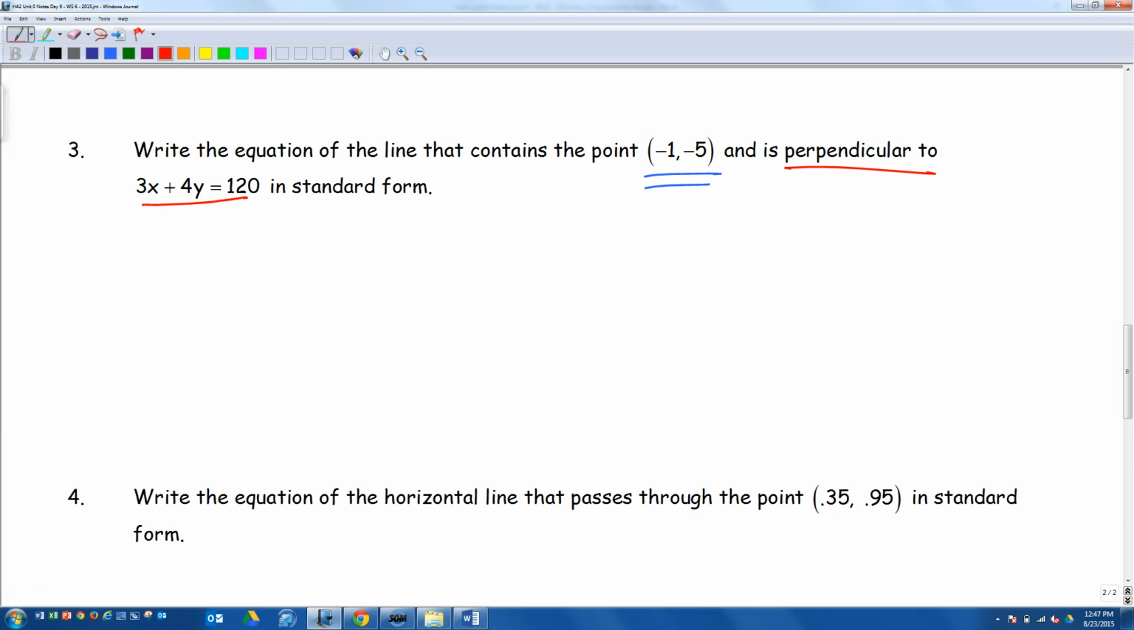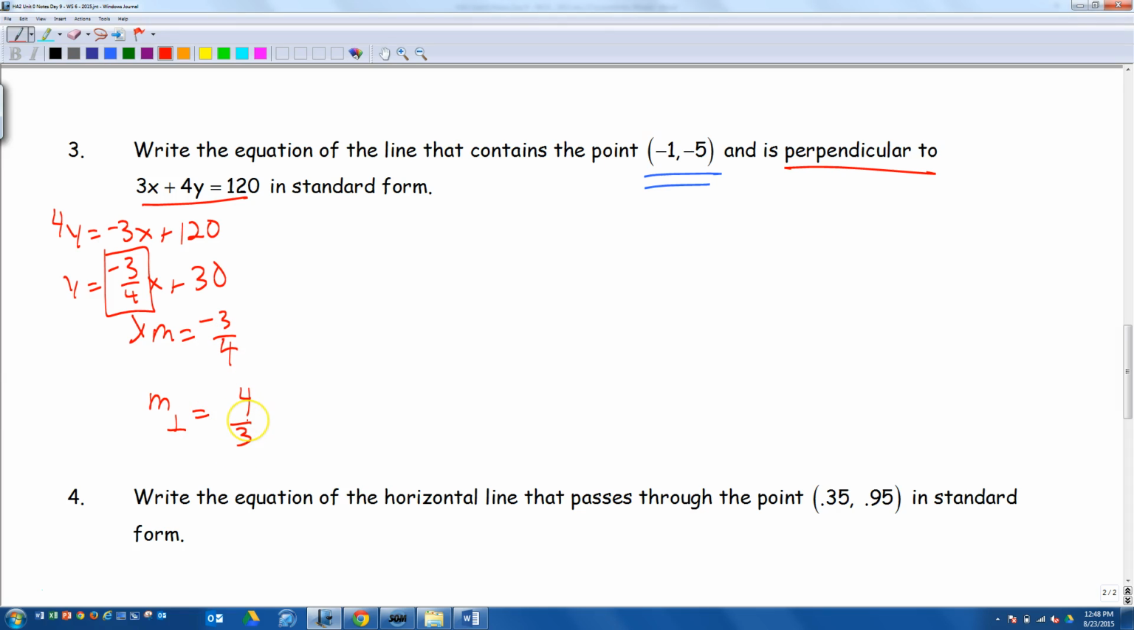So we have to solve it for y. So we get 4y is equal to -3x plus 120. We get y is equal to -3/4 x plus 30, which doesn't really matter. So the slope of this line is -3/4, but I don't want that. I want perpendicular. So the perpendicular slope, you flip it and change the sign, is +4/3. This is the slope I'm going to be using with this point.